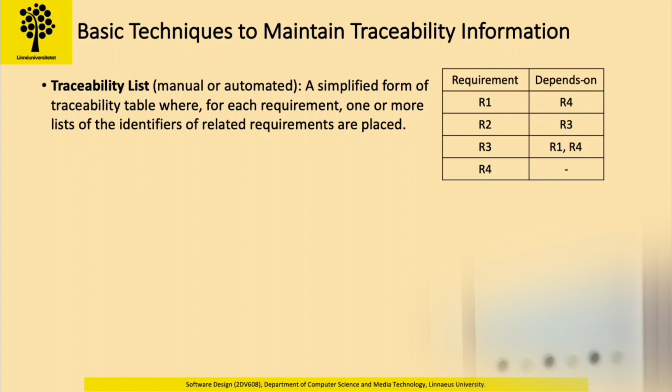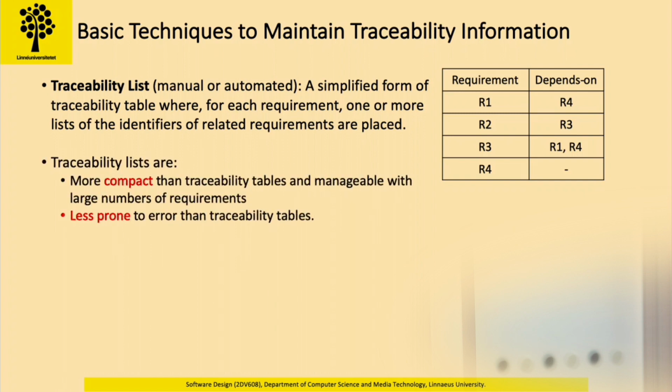What it does is it has only the list of requirements in the first column, and then for each requirement, it has the dependency information. So requirement 1 depends on requirement 4, requirement 2 depends on 3, and so on. So it can be easily manageable, extensible, and the complexity is not so high for searching or traversing this table. And that's the benefit of this traceability list approach.